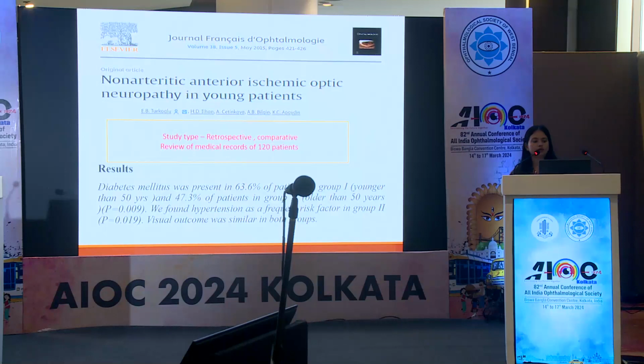In another study presented by Turkoglu et al., captioned non-arteritic anterior ischemic optic neuropathy in young patients, this was also a retrospective comparative study, and review of medical reports of 120 patients was done. Diabetes was present in 63.6% of young patients. That is, diabetes mellitus was the most important cause in younger age groups, and hypertension was associated in the older age groups. There was no difference in the visual outcome of these patients.